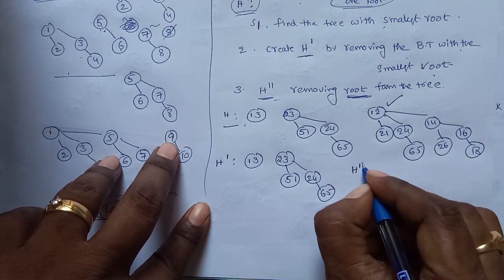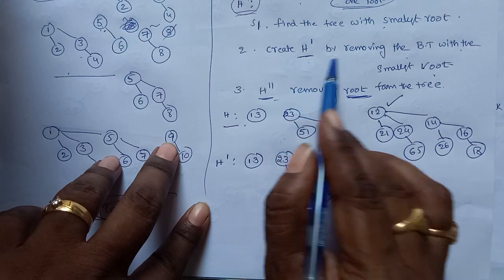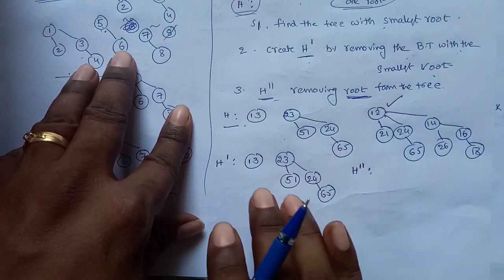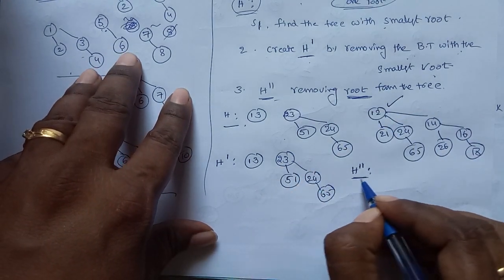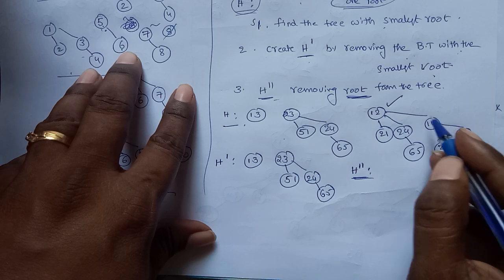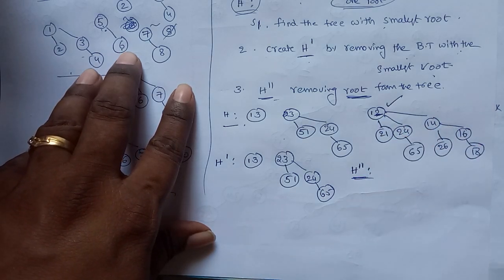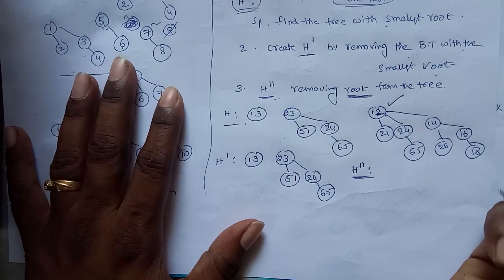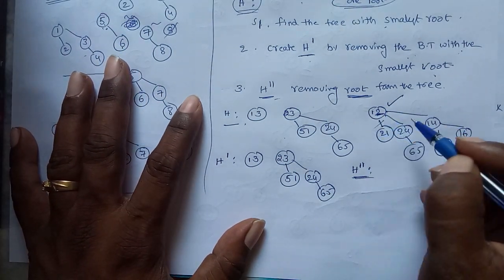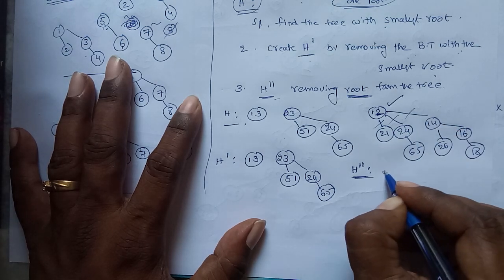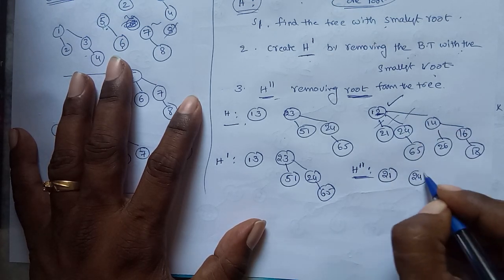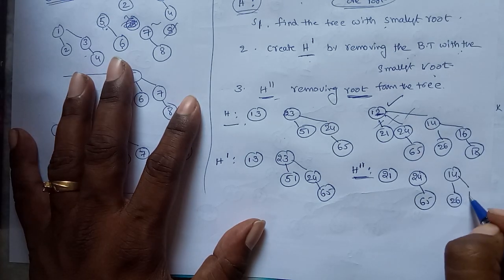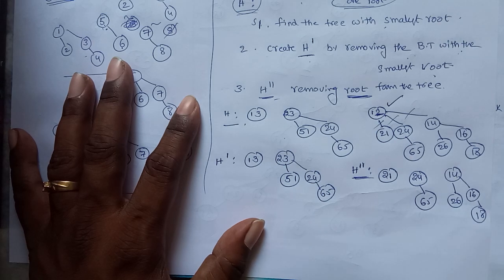Now H double dash. Okay, create H dash by removing the binomial tree with the smallest root. I am removing the entire tree and placing it in H dash. Now H double dash contains all the nodes except the node. That is, simply delete the node. By deleting a vertex, all its edges are also removed. That is, by removing 12, these edges are removed. That means it forms 21, 24, 65, 14, 26, 16, 18. This is the tree formed.